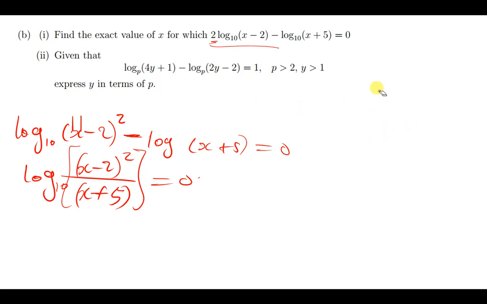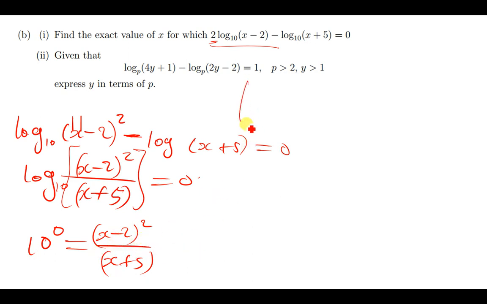So let us convert this expression to exponential form. The base will remain a base, then this side becomes a power, and then we are going to have (x minus 2) squared over (x plus 5). Any number to the power 0 is simply 1, so this is the same as writing 10 to the power 0.